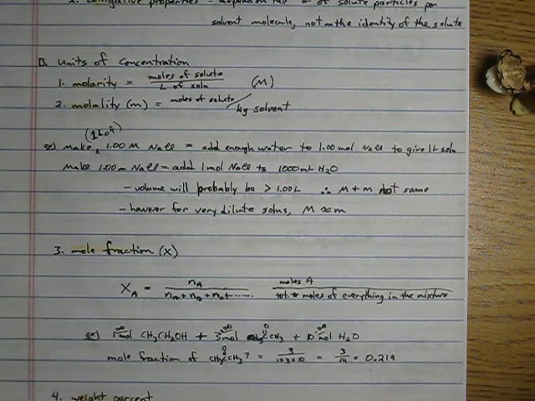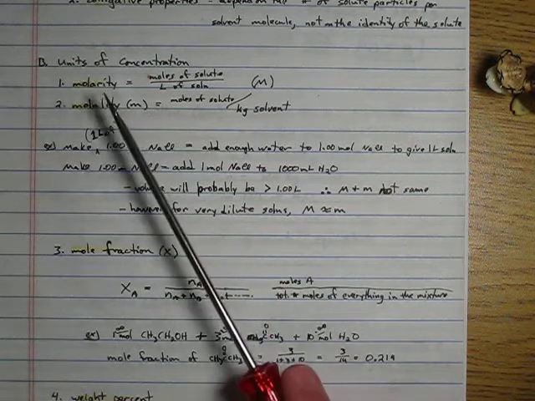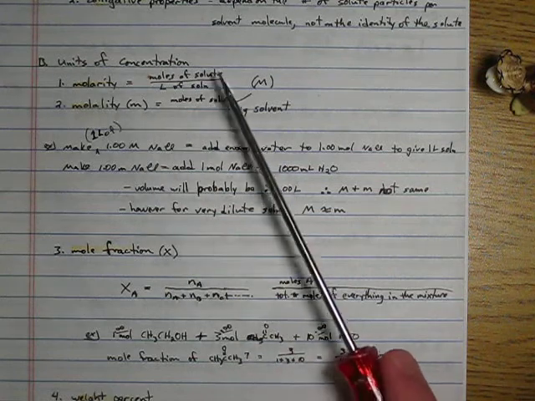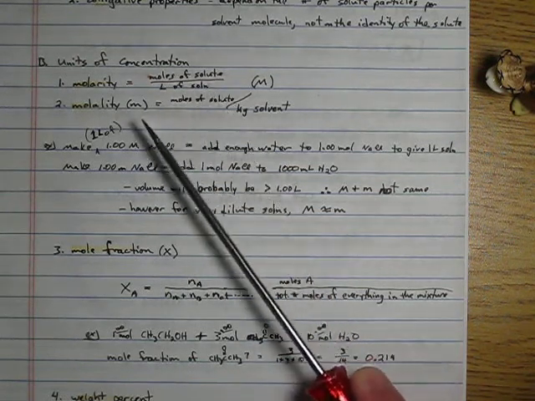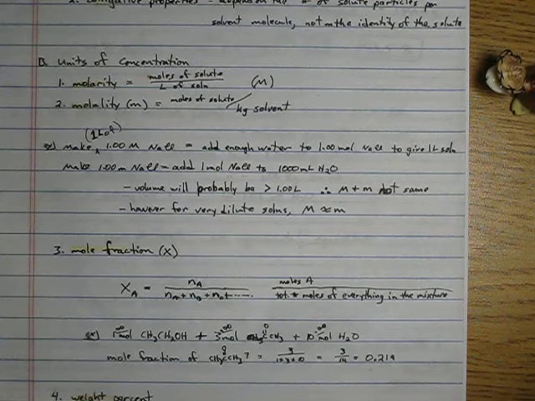Okay, let's look at units of concentration. How much solute can be dissolved in that liquid? What are the units of concentration? And as we said, molarity is the first one we looked at, the moles of solute per liters of solution. Now, molarity is nice. It works very, very nicely for many calculations. But molarity has a problem.